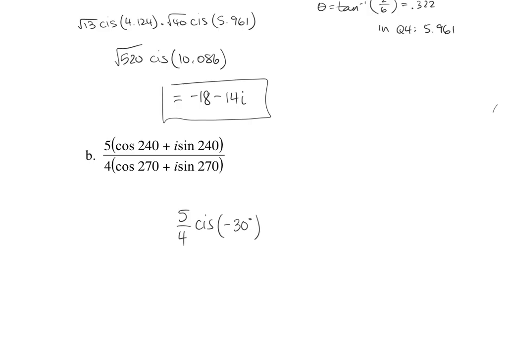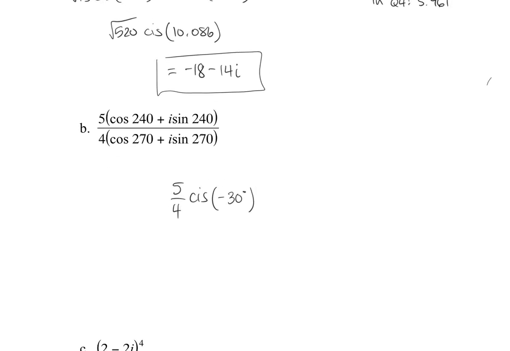We need to change that into rectangular form now. So this is 5/4 times the cosine of negative 30 degrees. So at negative 30 degrees, the cosine is square root 3 over 2. So this is 5/4 times square root 3 over 2. And then the sine would be negative 1/2. So this would be 5 square root of 3 over 8 minus 5 over 8 i.